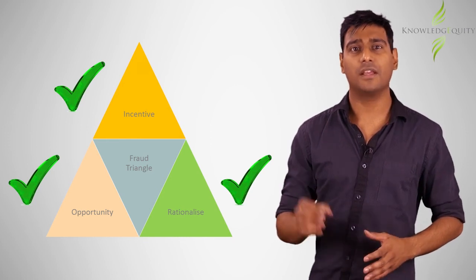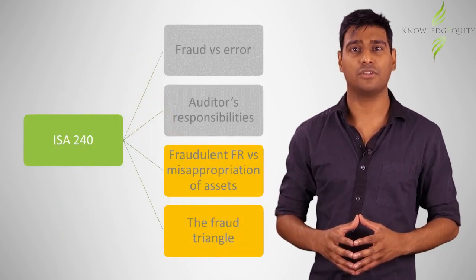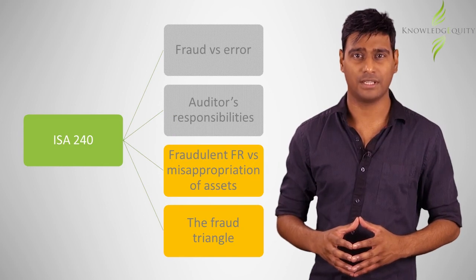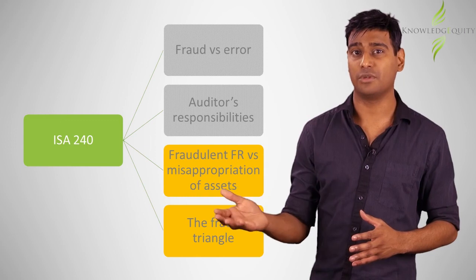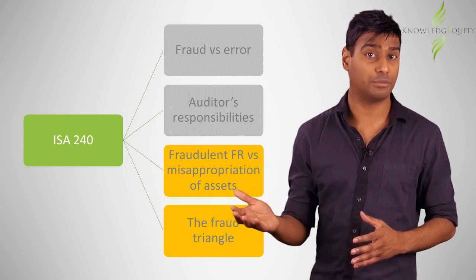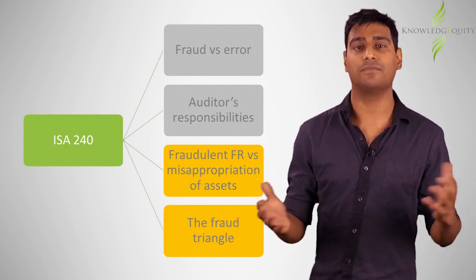To recap, there are 4 key areas and learning points that you should be familiar with in ISA240. In this clip, we focused on the last 2 points, which are the differences between fraudulent financial reporting and misappropriation of assets, as well as the fraud triangle.